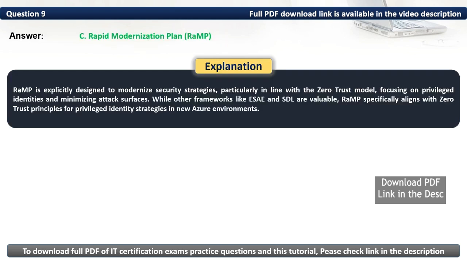RAMP is explicitly designed to modernize security strategies, particularly in line with the zero trust model, focusing on privileged identities and minimizing attack surfaces. While other frameworks like ESAE and SDL are valuable, RAMP specifically aligns with zero trust principles for privileged identity strategies in new Azure environments.